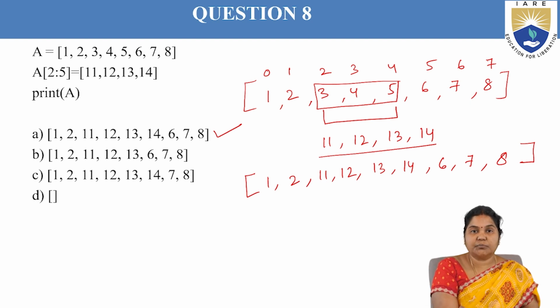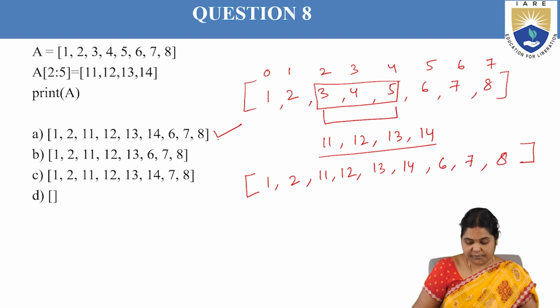The second index to fifth index, 2 colon 5, means second, third and fourth. These 3 are replaced by these 4 values. So the list will be expanded by 1. So 1, 2, 11, 12, 13, 14, then followed by 6, 7, 8. So this is the correct answer. A is the correct answer for this question.